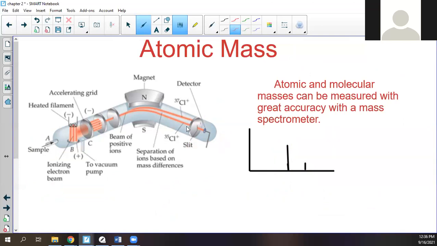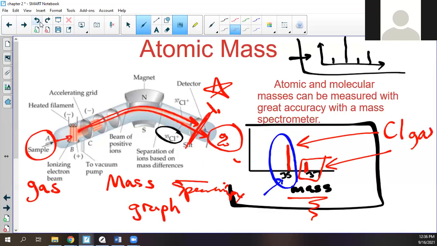And they'll get a graph. The graph would look like this. So it would show, and I made this up, but it's pretty accurate, that most of the things that interacted with this had a mass of 35, but some of them had a mass of 37. So we would think, all right, what element on the periodic table has a mass a little bit above 35? And you would look, and chlorine has a mass of 35.433.